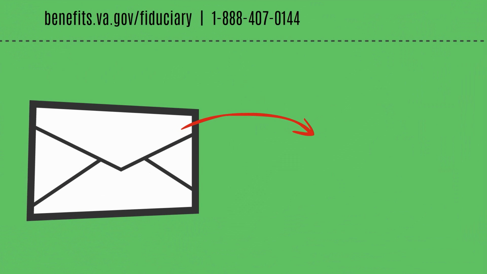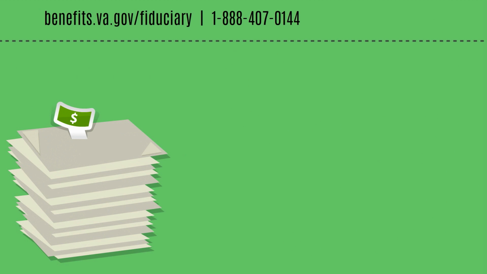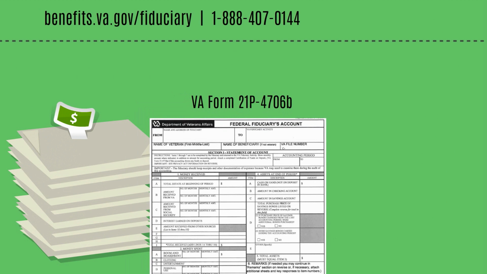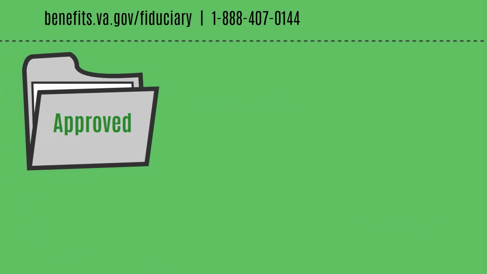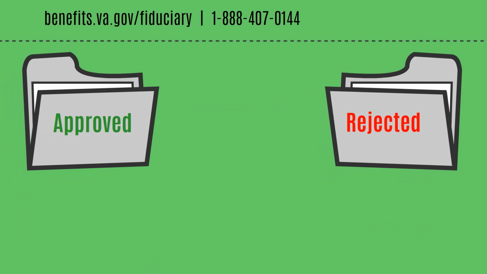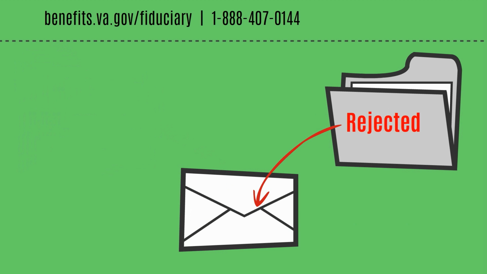Now we can send the accounting to the Fiduciary Hub. Gather up all bank statements, your completed VA Form 21P-4706B, and any other pertinent information, and send all of these items to the Fiduciary Hub. Once the accounting is reviewed, the Fiduciary Hub will either approve or reject the accounting and send you a letter notifying you of the decision.